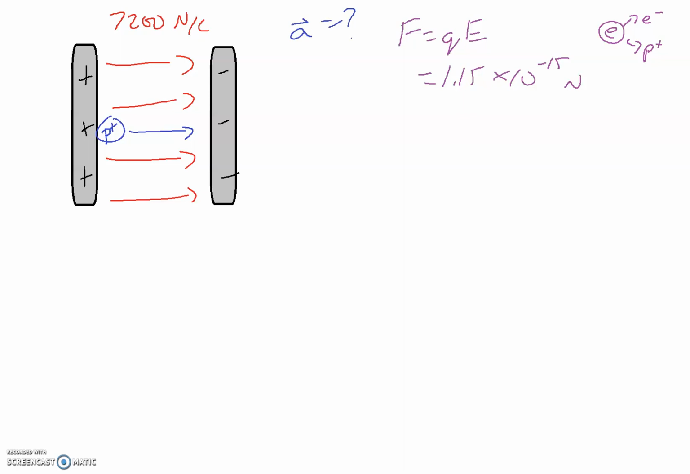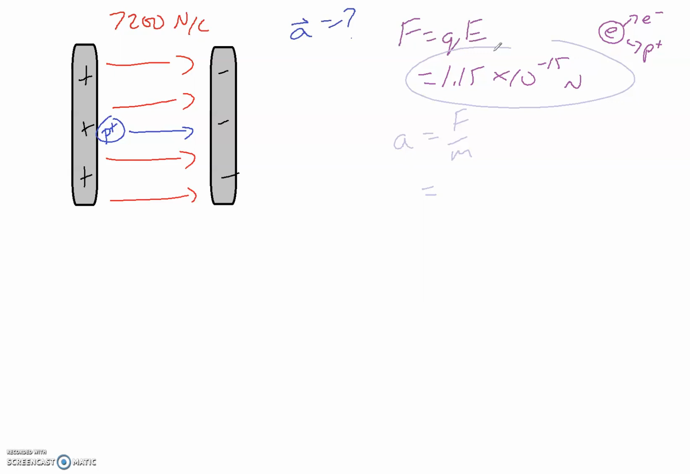Okay, so next let's find the acceleration. And acceleration, basic Newton's law, is just force divided by mass. The force, we just found. The mass of a proton is on your super sheet. That's like 1.67 times 10 to the negative 27. So make sure you find that in your super sheet and mark it. You'll be using that quite a bit.